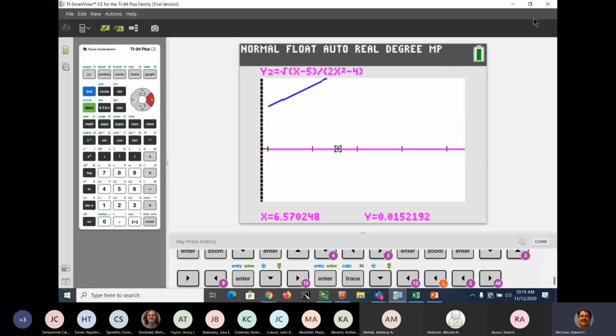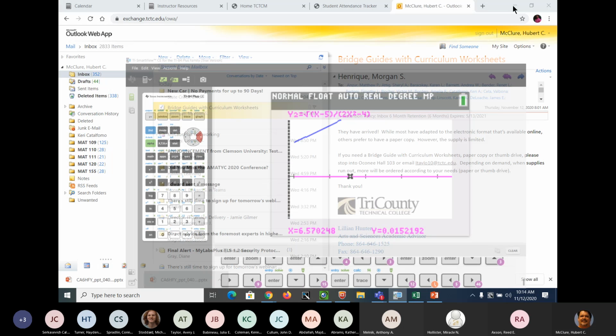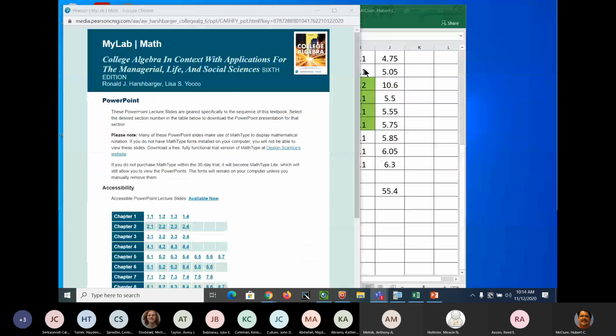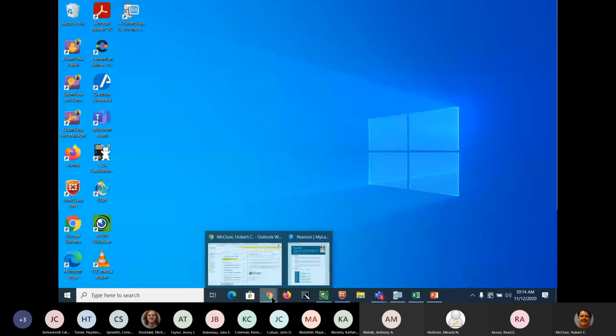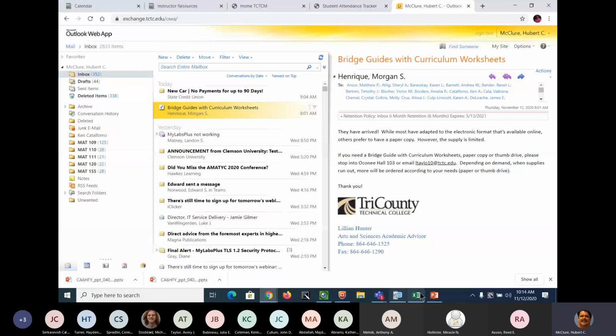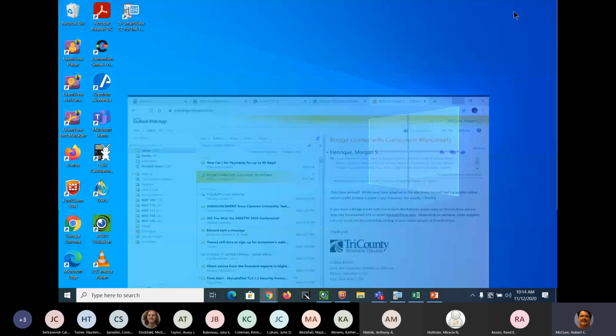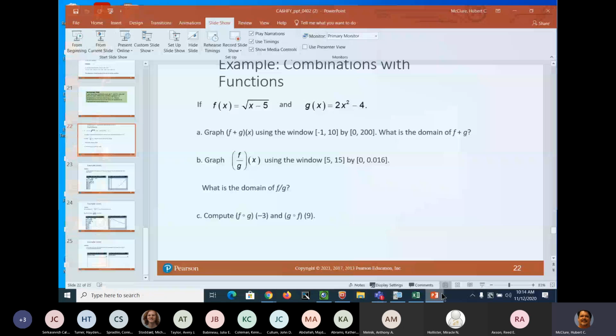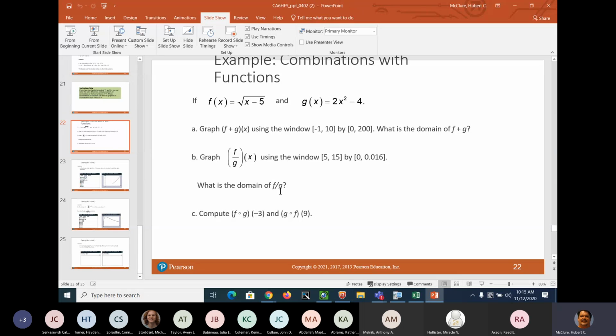Okay, let's see what else they ask about that. Sorry, I'm all over the place. There we go. What is the domain of f divided by g? Well, we said it was 5 to infinity. And then compute f composed of g, and then plug in a -3.